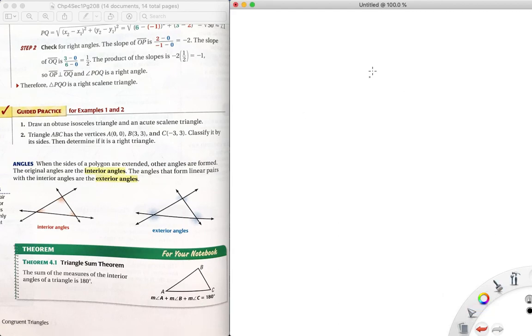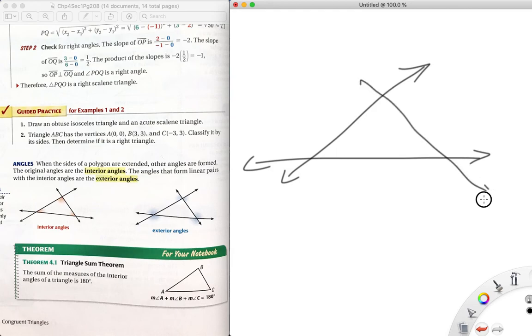Interior and exterior angles. So if we were to expand the triangle out like so, these angles on the inside of the triangle would be called interior angles. So angles 1, 2, and 3, they are interior angles.